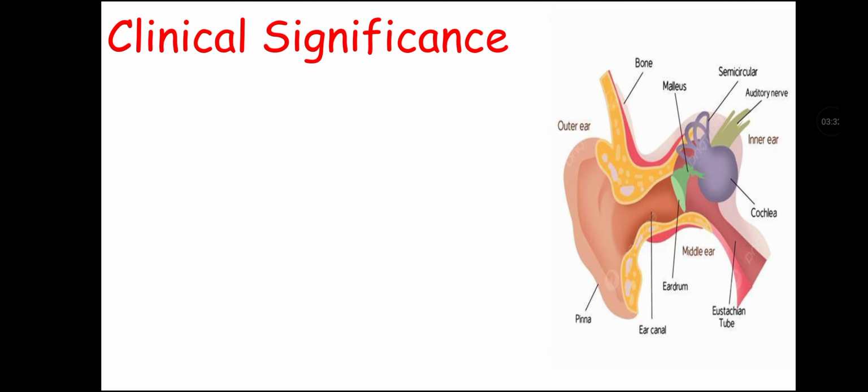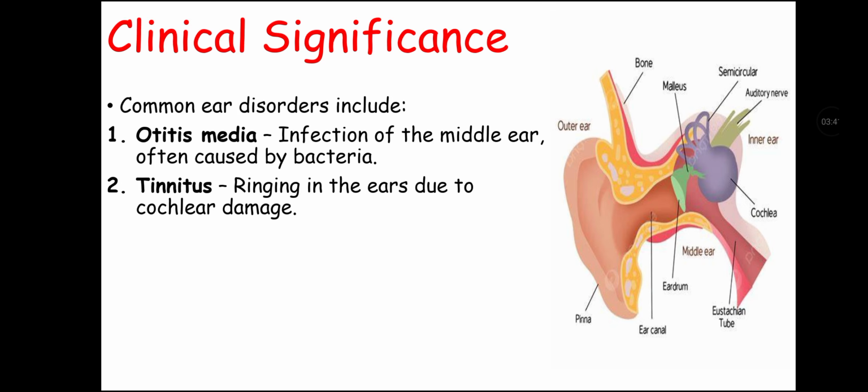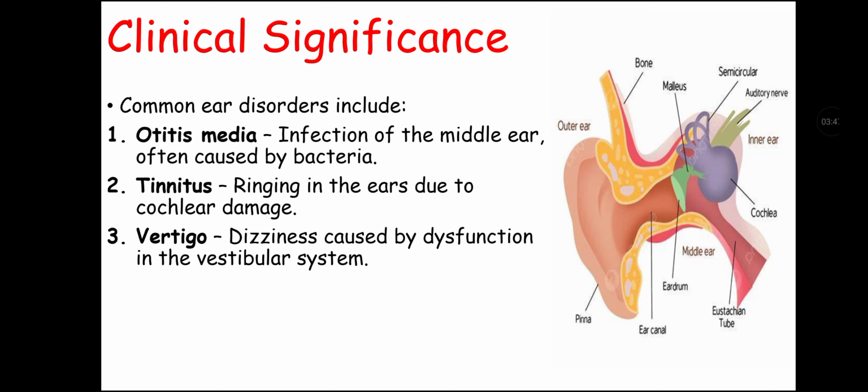Now let's talk about clinical significance of the ear. Common ear disorders include otitis media, that is basically the infection of the middle ear often caused by bacteria. Then there is also tinnitus, that is ringing in the ears due to cochlear damage, and there may be vertigo, that is dizziness caused by dysfunction in the vestibular system.